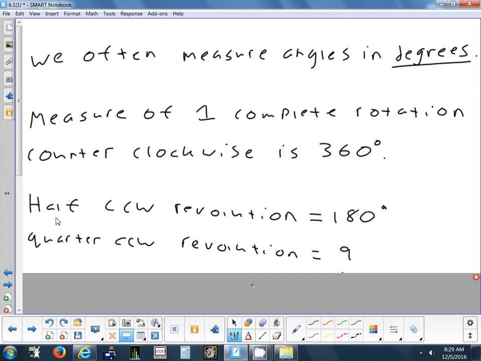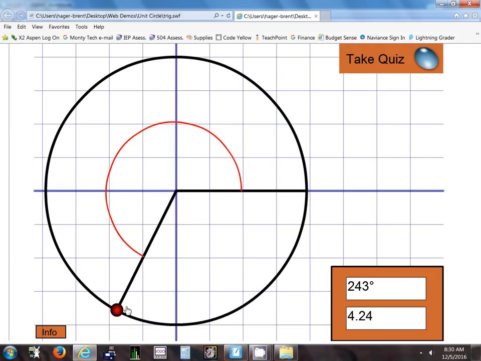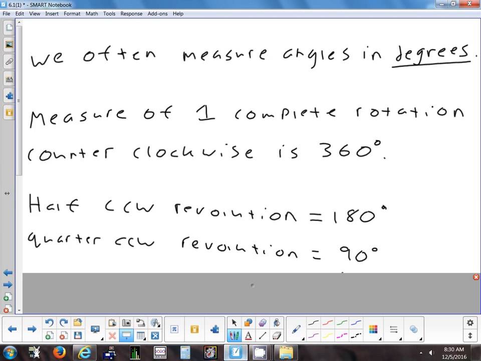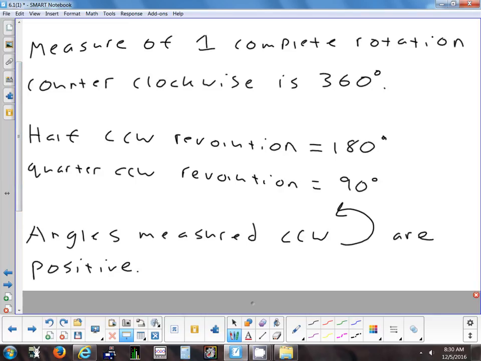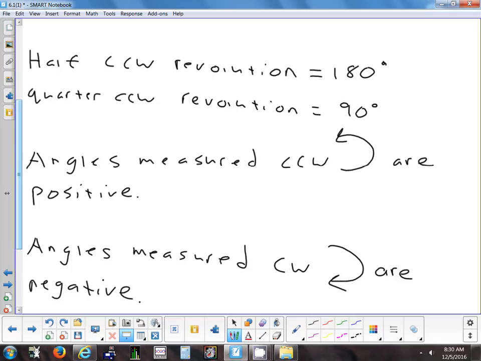90. That's important to know because a lot of times when we draw our angles, we're always going to draw an x and a y axis, and we label the 0, 90, 180, and 270. And again, 0 is the same as 360. There's a name for those kinds of angles, so we'll talk about that in a second too. Angles that are measured counterclockwise are positive. Angles that are measured clockwise are negative.